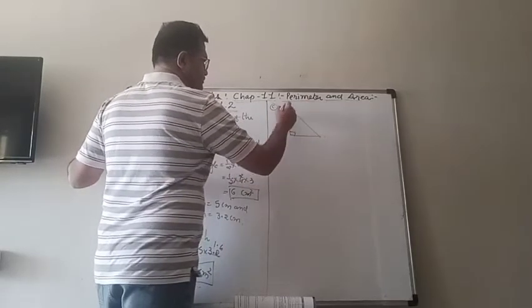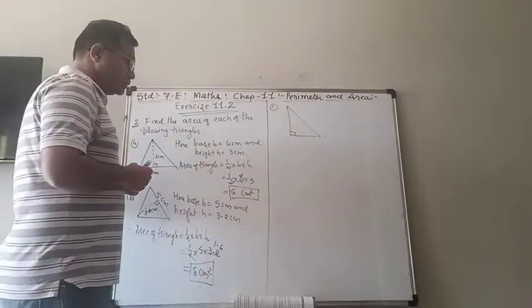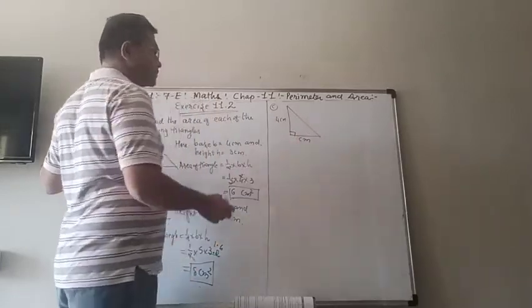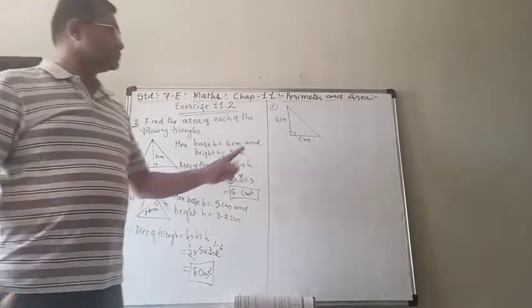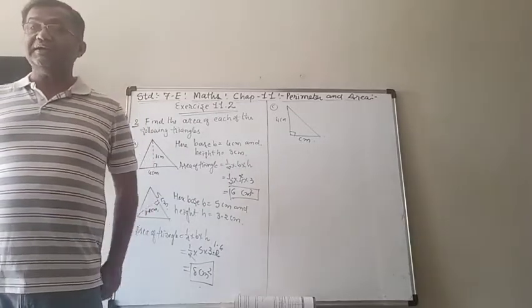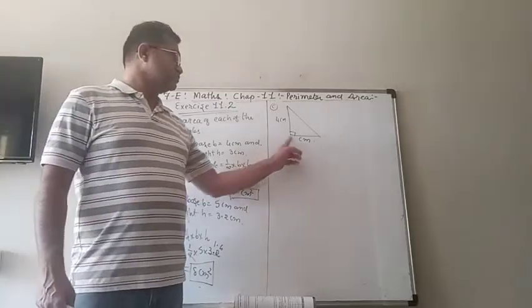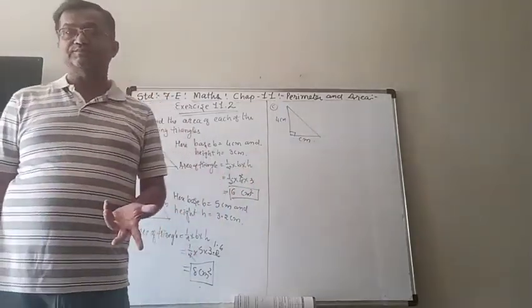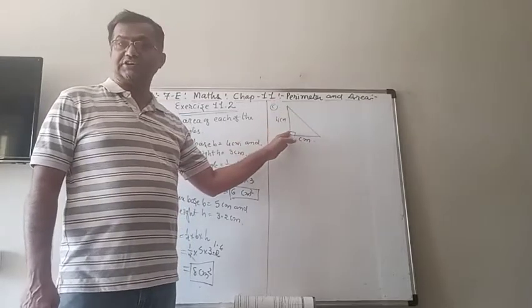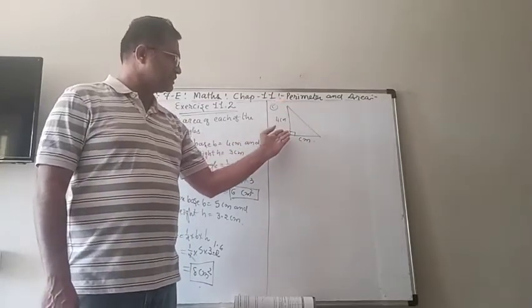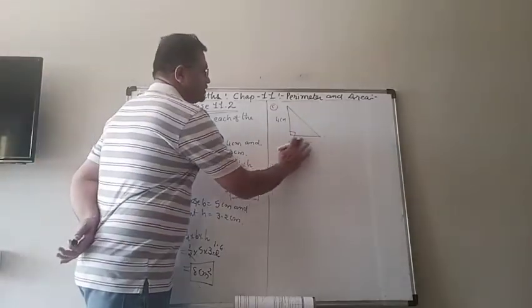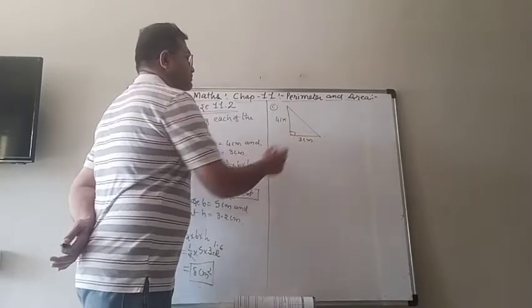In the third one, you can see that there is no altitude drawn. Why? Because it is a right angled triangle. In a right angled triangle, the two sides are perpendicular to each other. It means that if you take this one as base, then the side itself is the altitude. If you take this side as base, that can be the altitude. And therefore, it is very, very simple now.